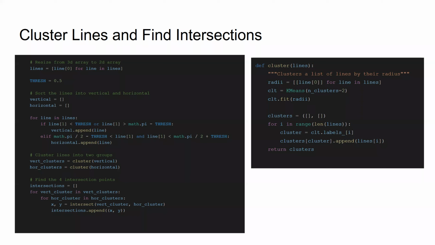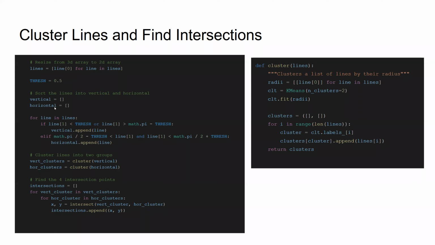And so then we created a method called cluster that takes those lines and clusters them into 2 groups, because from the vertical lines, we'll have the left ones and the right ones, and for the horizontal lines, we'll have the bottom grid lines and the top grid lines.